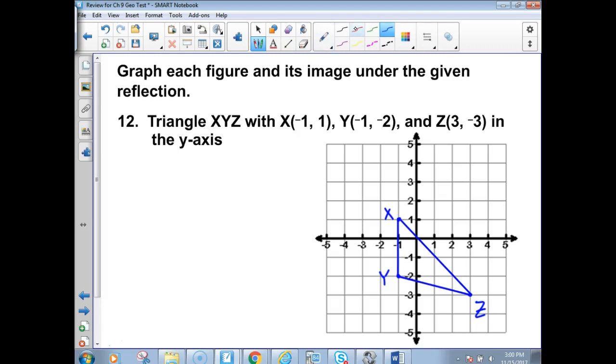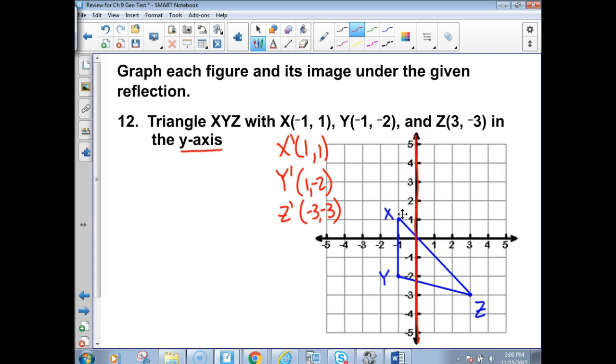It says that we are to reflect in the y-axis this time, which is the vertical axis. So the way we do that is either change the sign of x, which you could write down your points if you were asked to. You would change the sign of the x's to be 1, 1 for x prime. Y prime would be 1, negative 2. So I'm suggesting that it's possible, but you maybe want asked to write down the points. You would change the sign of x, negative 3 for z prime.